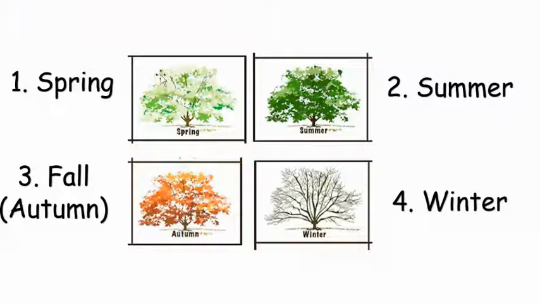And once again, the trees in spring are starting to grow leaves. By summer, they have their leaves and they're green. In the fall, the leaves start to turn color and they start to fall off, and by winter, they've fallen off the trees.